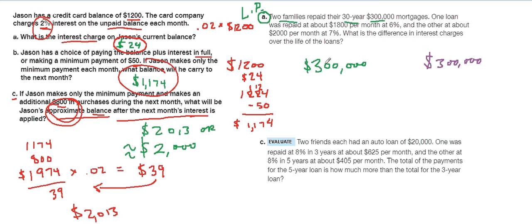One is being paid at $1,800 a month over 30 years. And the other one I'm doing in purple over here, they're paying a little more back every year.